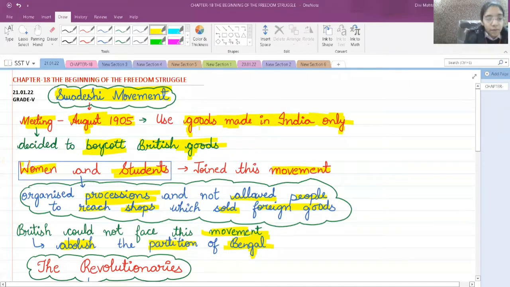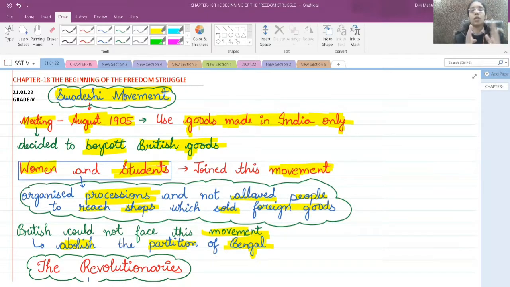Many women and students also joined this Swadeshi movement. They organized processions. Underline the word procession. Procession means a number of people or vehicles moving slowly in a line. That is your procession.